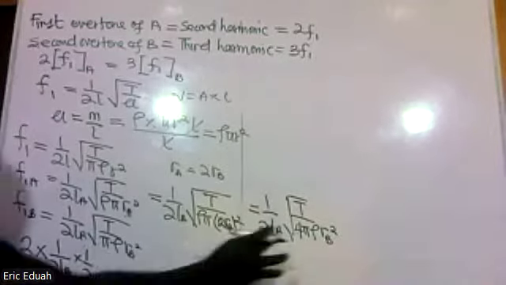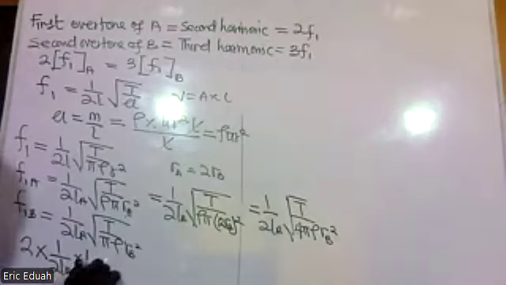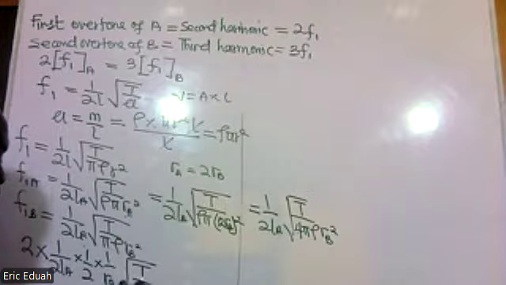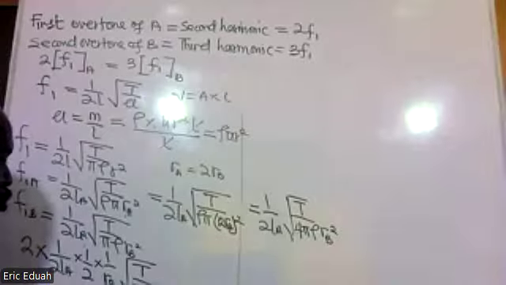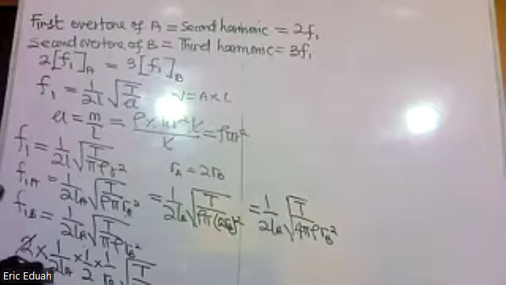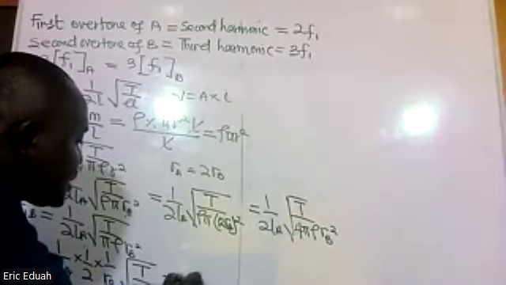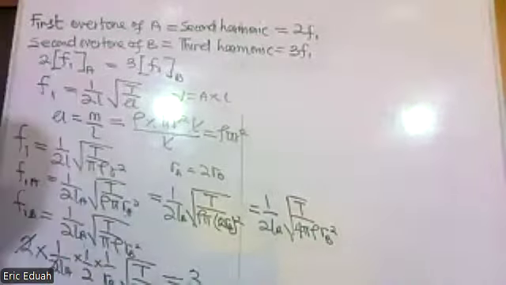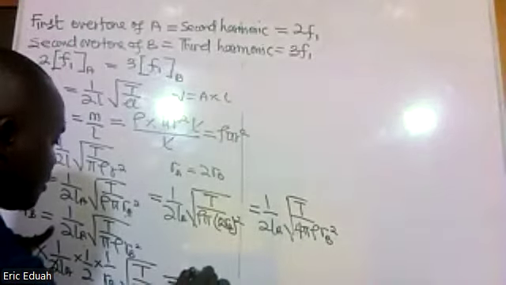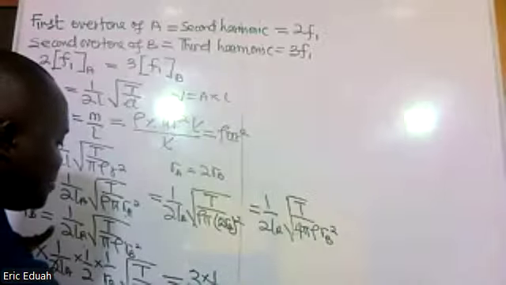Then RB squared would also be times 1 on RB. So that we'll be left with T pi rho. This will be eliminated. Then we equate it to 3 times F1 of B. And this is F1 of B. 3 times 1 on 2 LB.